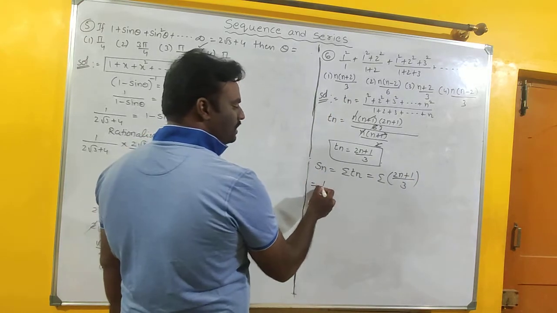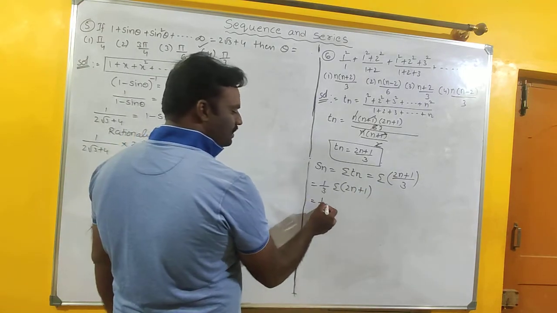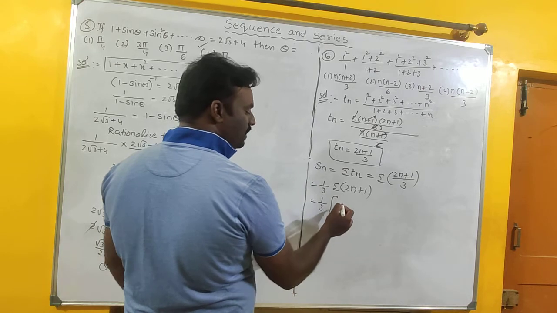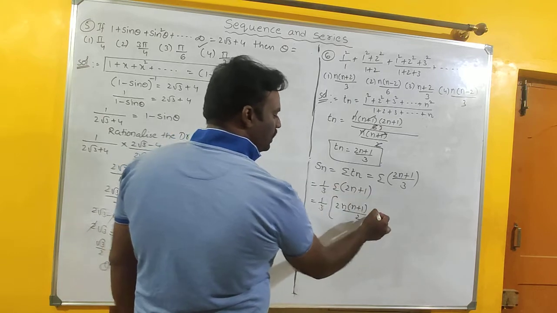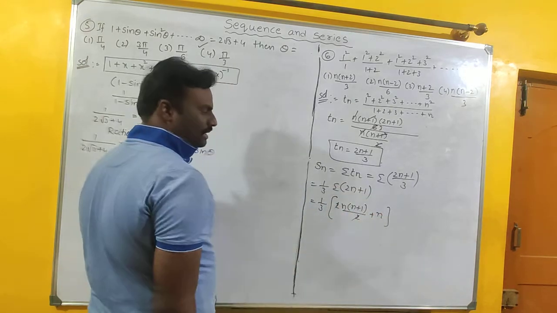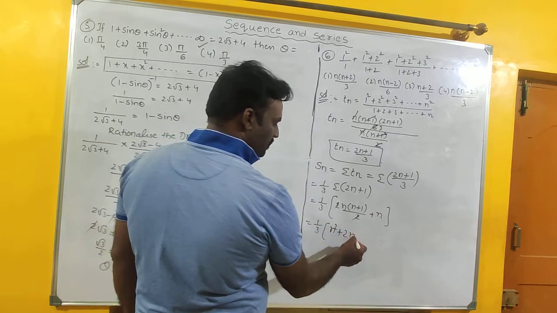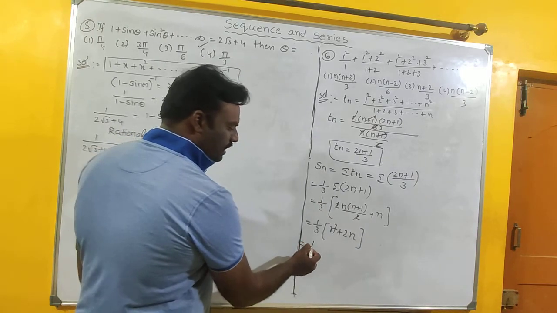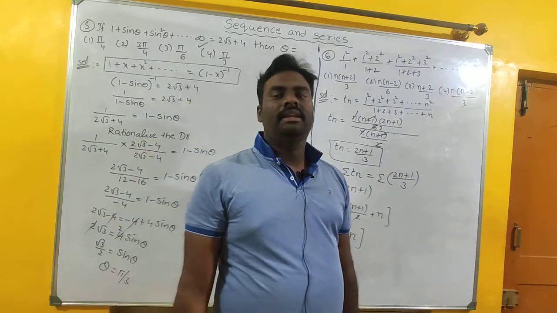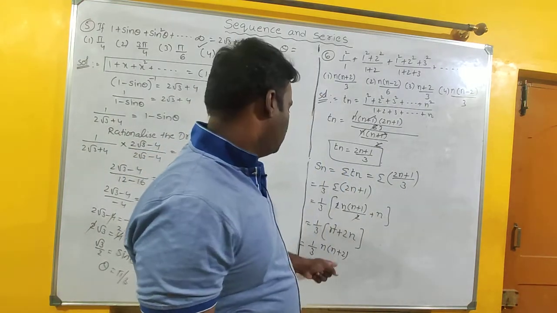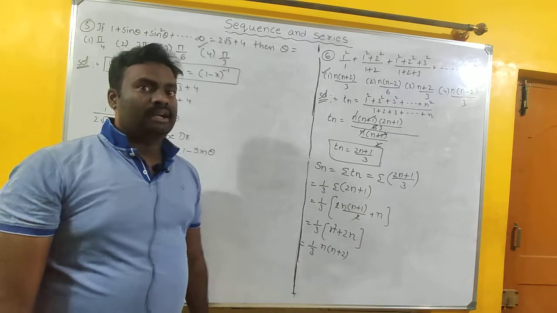We can write 1 by 3 outside, then sigma (2n plus 1). Then 1 by 3 into 2 into, what is the summation of n? n into (n plus 1) by 2. What is the summation of 1? That is n. Again 2 and 2 get cancelled. Then 1 by 3 into (n square plus 2n). If you take n common, then what can you write? n into (n plus 2) by 3. That is the answer for this question. Then n into (n plus 2) by 3 is nothing but the first option, the correct answer for this question.